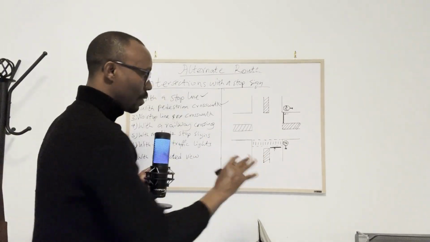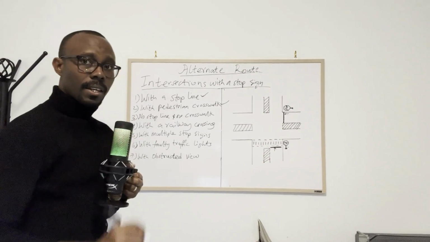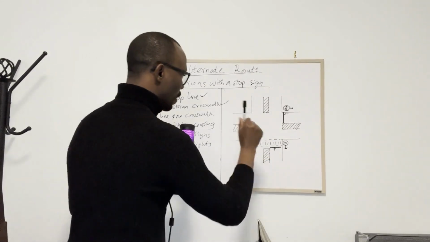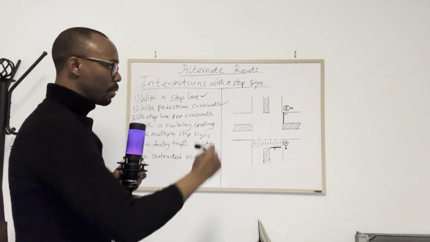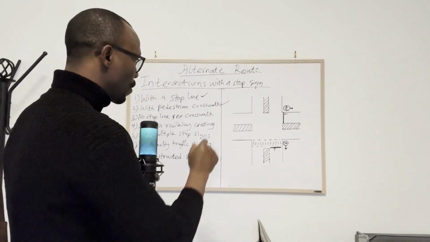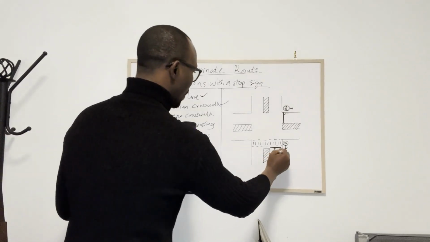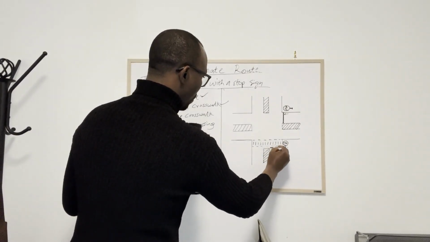So at this type of intersection, again, it does not matter where the stop sign is. The most important thing is the stop line. Stop just before the stop line. Now, at an intersection with a crosswalk, another scenario you may encounter is that there will be no stop line.